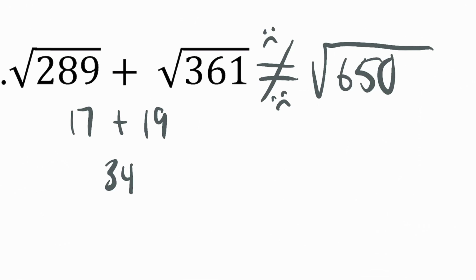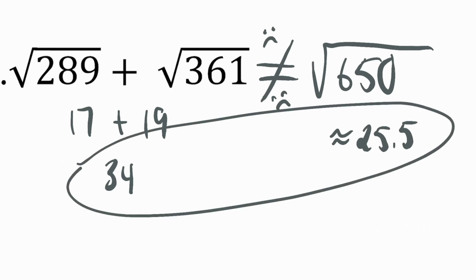They don't combine that way. If you throw the square root of 650 in a calculator, it's not going to be 34, I can tell you that much. It's about 25.5, right? 625 is 25 squared, so yeah, that seems right. These are clearly not the same thing.